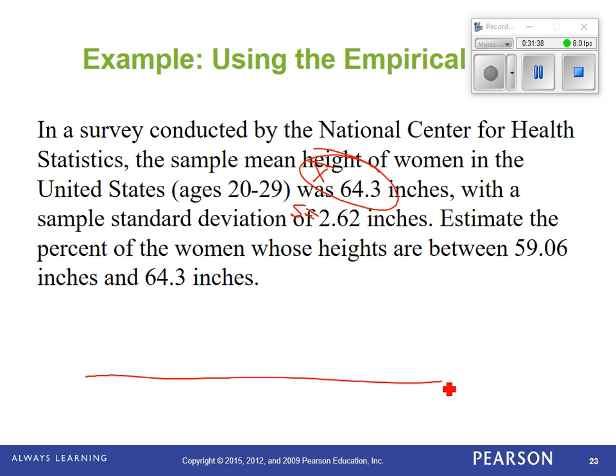If we draw our little curve here again, that looks spectacular. What's going to go right in the middle right here? 64.3. That's your X bar, that's your mean. Then all you're going to do, get your calculators out and help me because I can't do this in my head. 64.3, add 2.62 to that. That means you two, Grant, right there. 66.